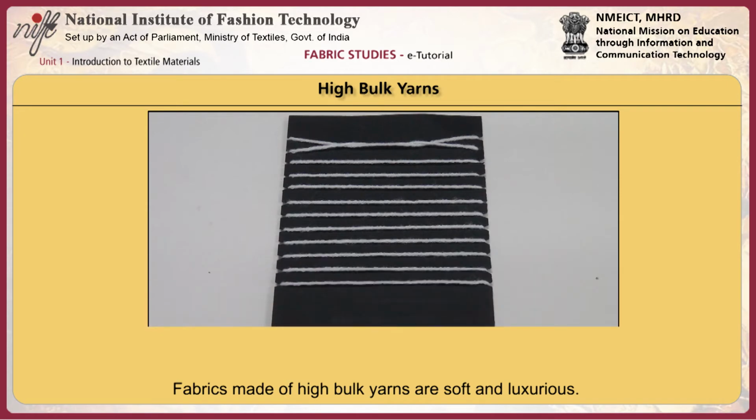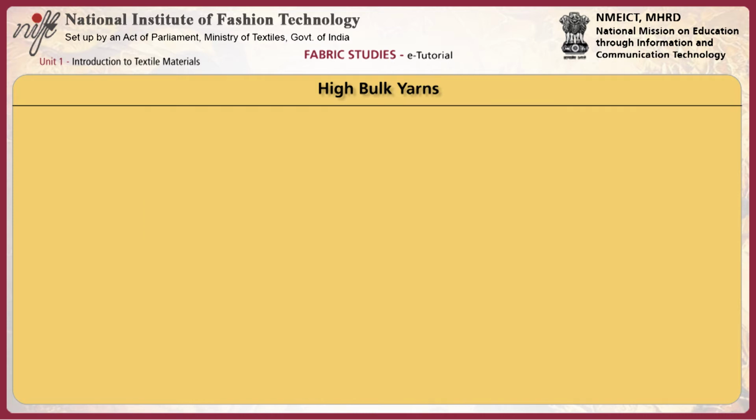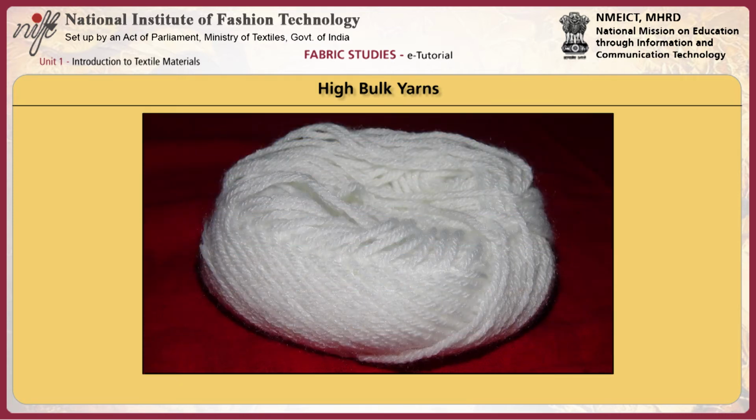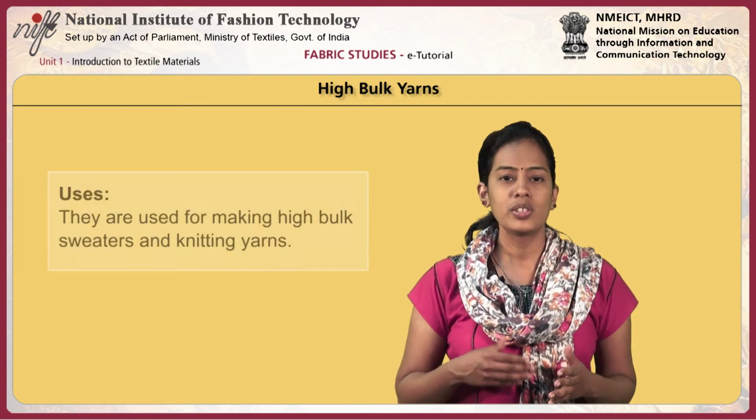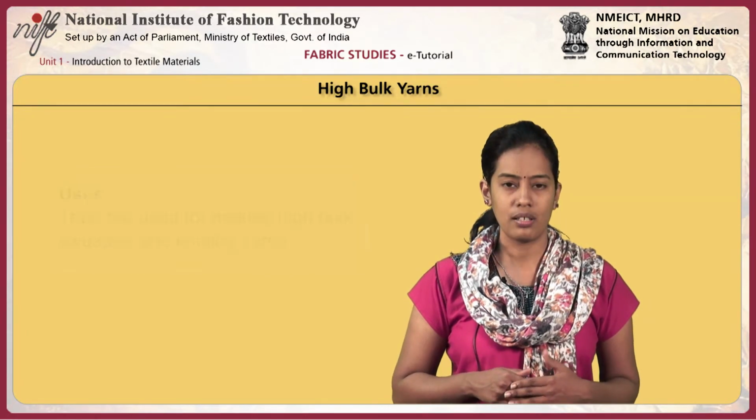High bulk yarns are made of specially processed acrylic fibers which have exceptional bulk, loft, and softness without stretch. Fabrics made of high bulk yarns are soft and luxurious. They are used for making high bulk sweaters, knitting yarns, etc.